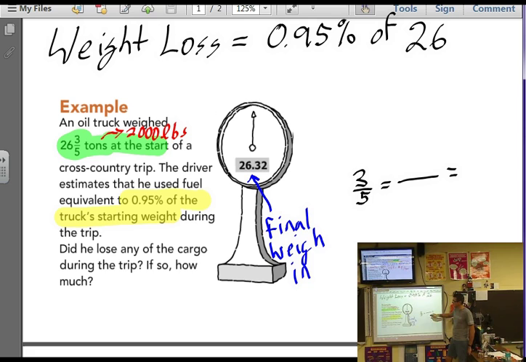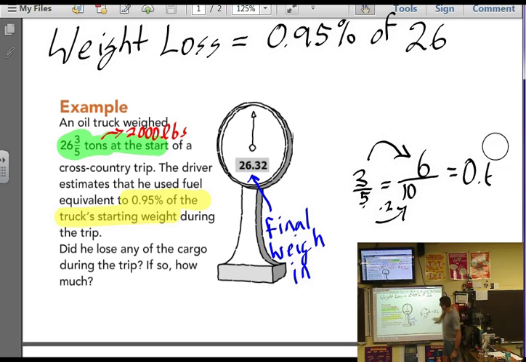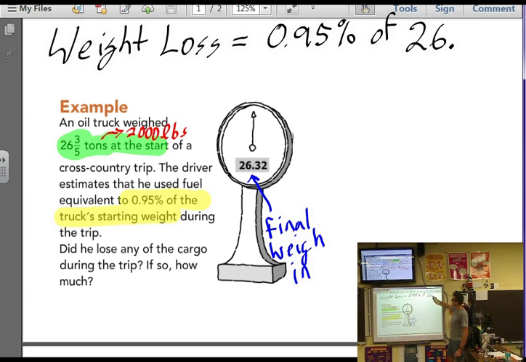So to do that, we first convert to a fraction that has either a 10 or a 100 or a 1,000 or a 10,000, some multiple of 10 in the denominator. So can my 5 become a 10? Yes. How do we do it? We multiply by 2. So I do the same thing on top, and I get 6/10, which becomes 0.6 as the decimal. So this is 26 and 6/10 tons, and we'll make sure to put our units on here at the end.